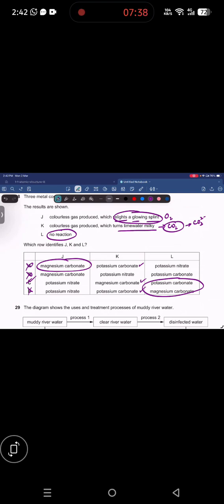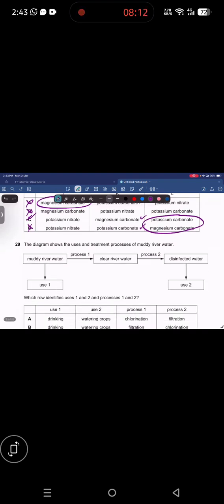When the nitrates are decomposed, they produce oxygen gas. Carbonates, when they are decomposed, produce carbon dioxide gas. And for group number one, the carbonates are stable carbonates and they do not decompose. Okay. Now the next question.